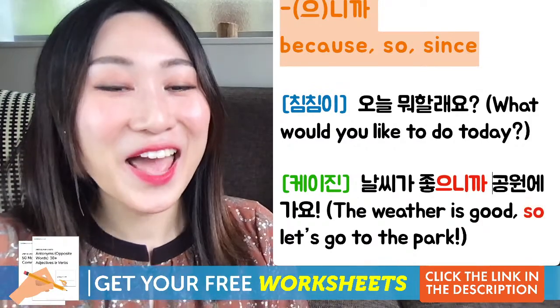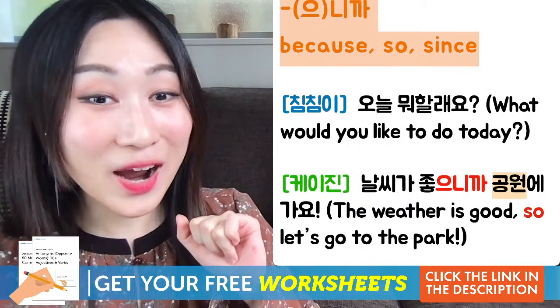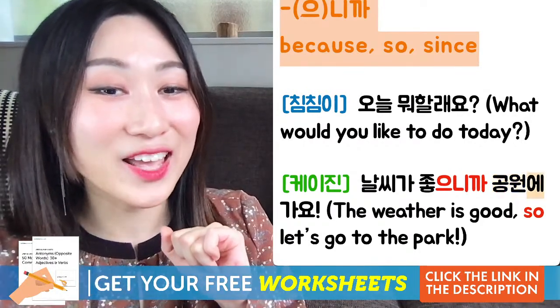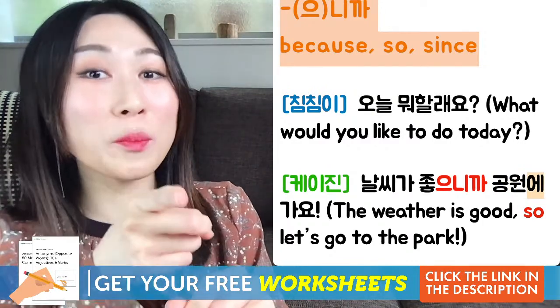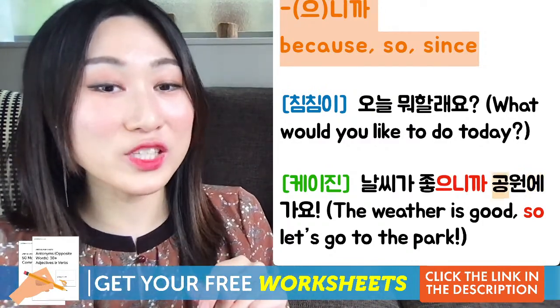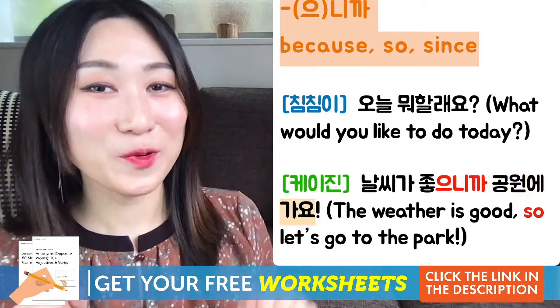And 공원. What is 공원? Park. And now we have a particle 에 meaning to. So it's a direction particle. To the park. So 공원에 means to the park. 가요 means let's go or go.